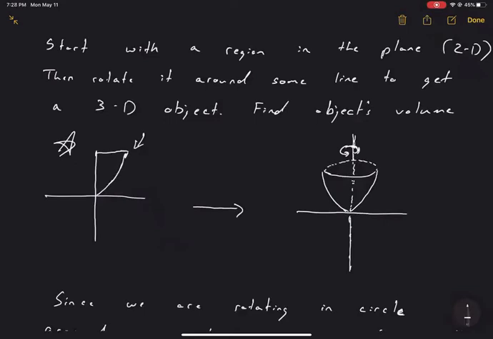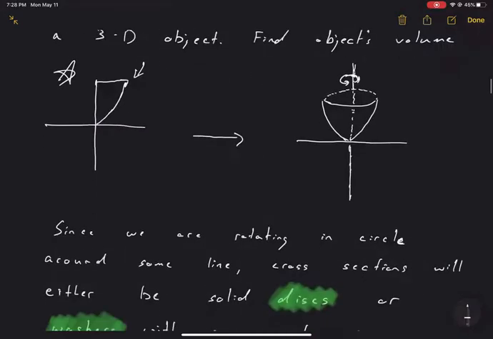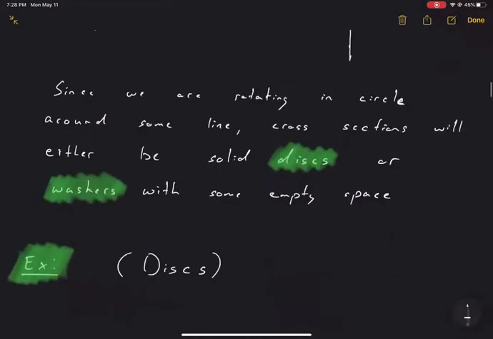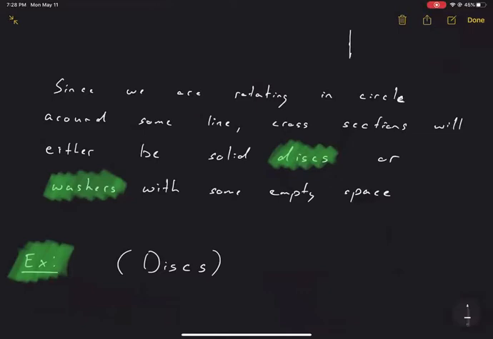We're starting with a 2D object, and then we rotate it or revolve it around some line, and we end up with a 3D object. These solids of revolution are nice because they give us nice formulas for the volumes. Since we're rotating in a circle, these cross sections are naturally going to be circles.